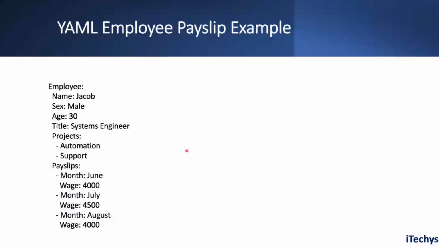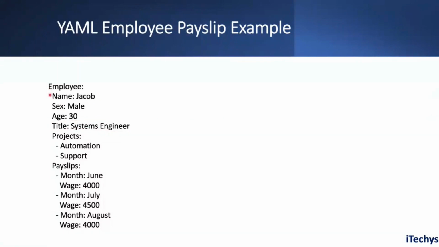This is another YAML example for an employee's payslip. For example, you may consider yourself as an employee. Suppose your information is going to be exchanged between two systems, how can it be described in YAML form? This is an employee object because you are sending the information of an employee. Name is Jacob. What is its category, whether it's male or female. You may put its age, its title, what's the current profession.